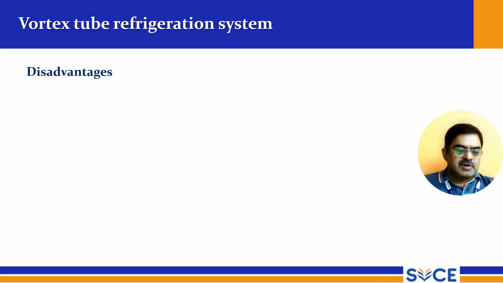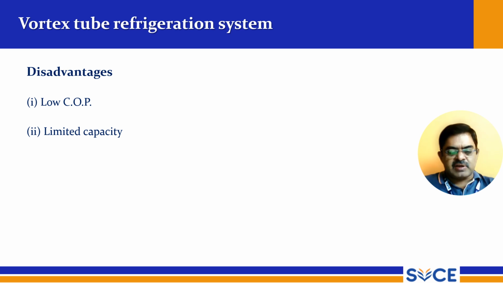Vortex tube refrigeration system disadvantages: low COP. That is the biggest disadvantage. COP is very low, and the capacity is limited. It can cool only with limited capacity. You cannot employ it for bigger spaces.